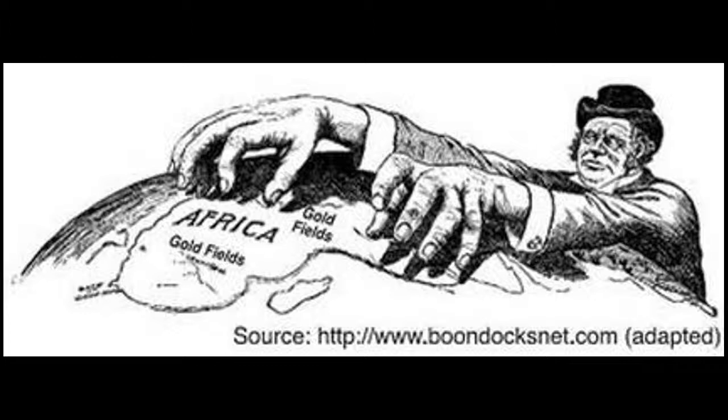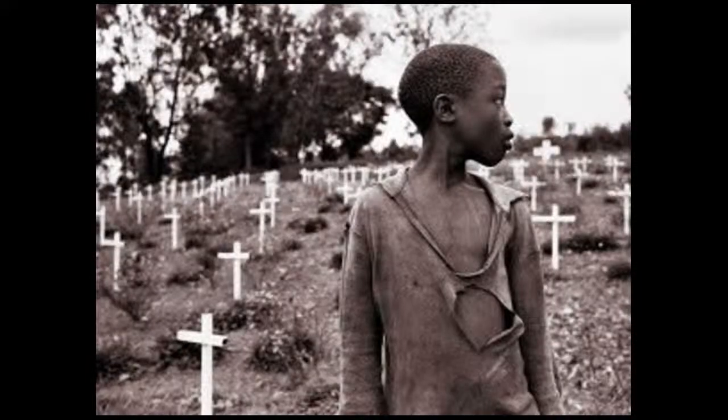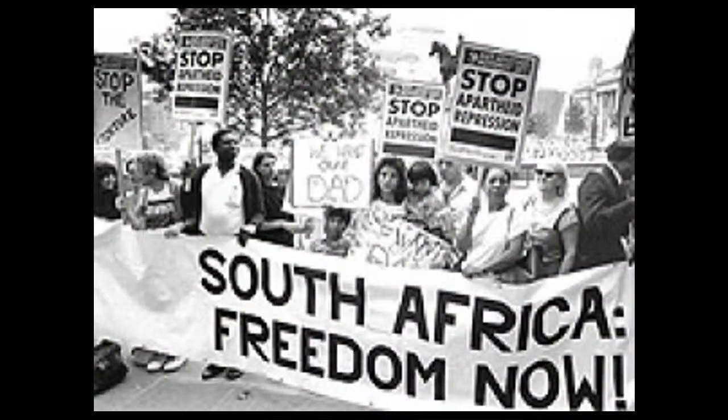Later in this unit, you will also examine the genocide in Rwanda in the 1990s and apartheid in South Africa, which were both the result of Eurocentrism and European imperialism in Africa.